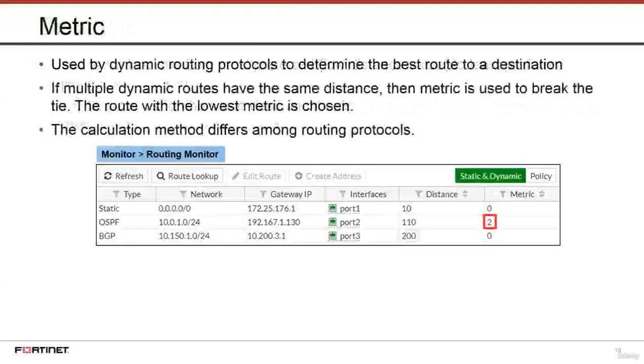The metric attribute is used to determine the best route to the destination when dealing with routes learned through dynamic routing protocols. If two routes have the same distance, the metric value is used to break the tie. The route with the lowest metric is chosen for routing. How the metric value is measured depends on the routing protocol. For example, RIP uses the hop count, which is the number of routers the packet must pass through to reach the destination. OSPF uses cost, which is determined by how much bandwidth a link has.